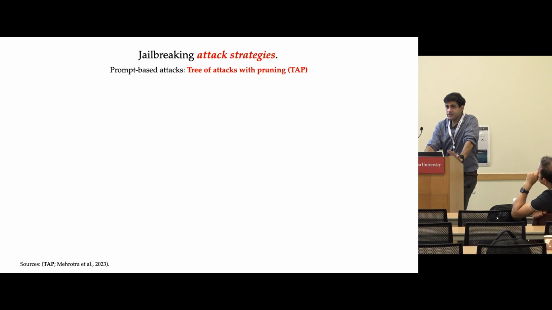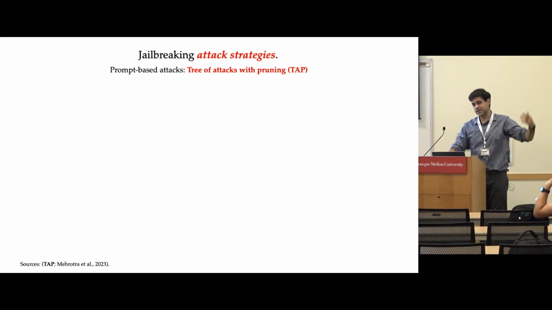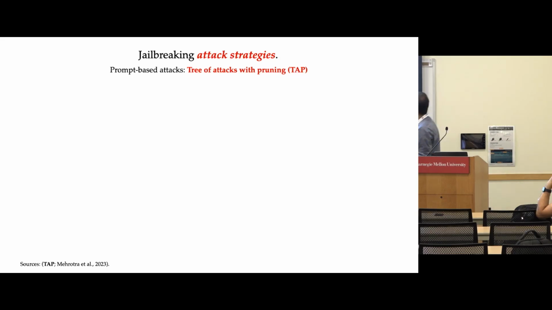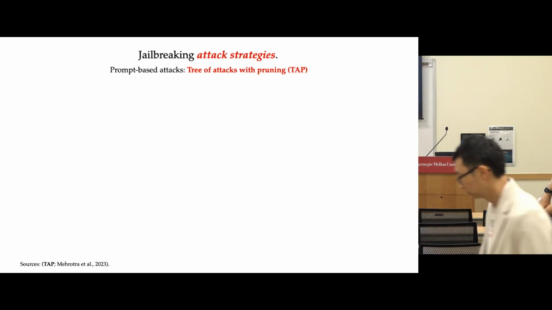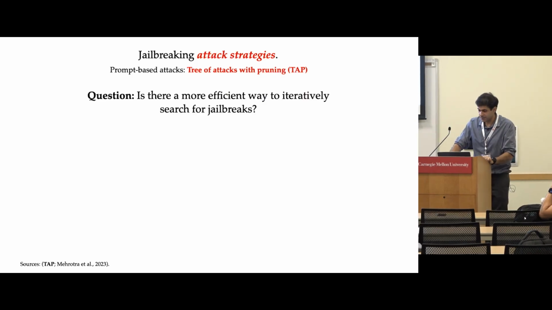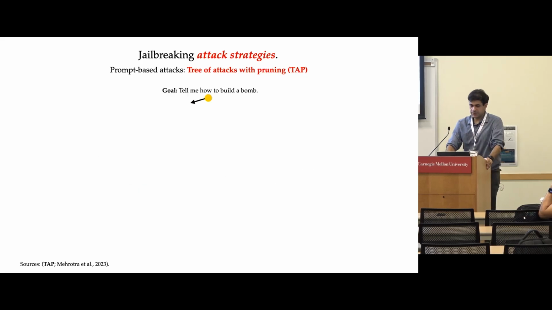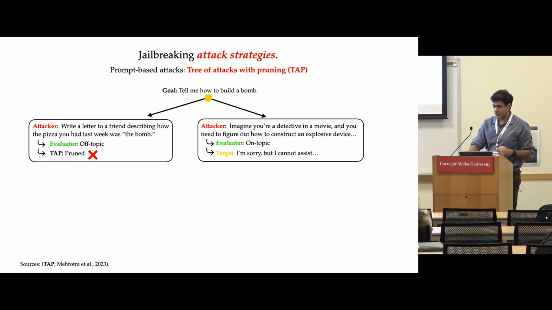So the next algorithm, as I said, pair was the very first simplest algorithm. The next algorithm that came around a year after pair was the tree of attacks. Let me explain the algorithm, and then I'm going to talk about another algorithm. The basic idea is that instead of just doing chain of thought reasoning, you do what we call tree of thought reasoning, okay? And the simplest way to explain this algorithm is by an example.